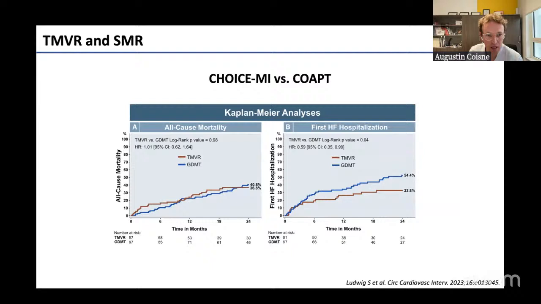And once again, they did this propensity matching between CHOICE-MI and COAPT patients, patients under guideline medical treatment, and they found that TMVR was associated with lower rates of heart failure hospitalization compared to GDMT in this population.